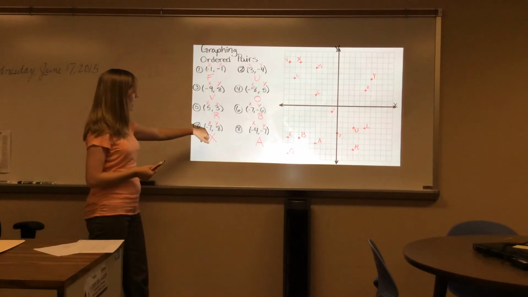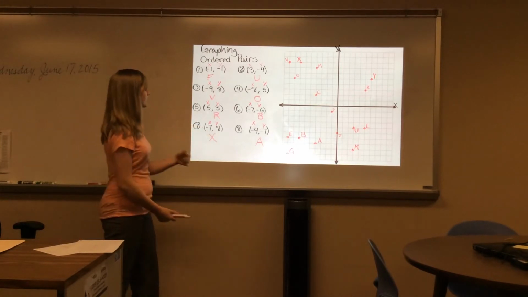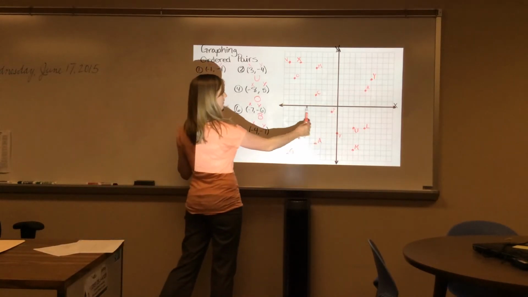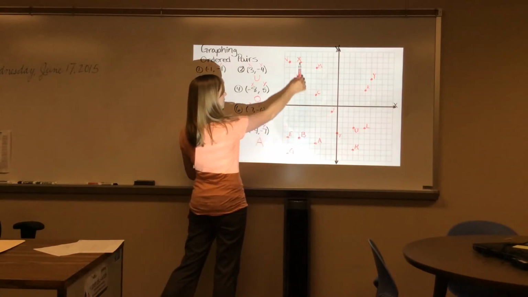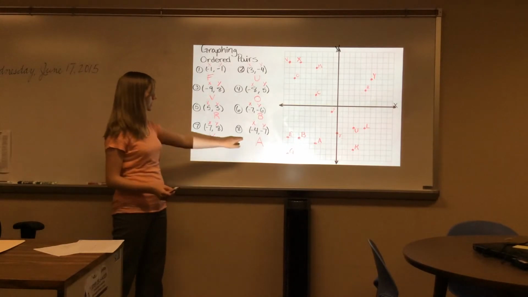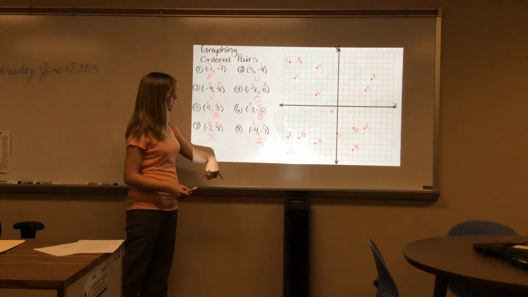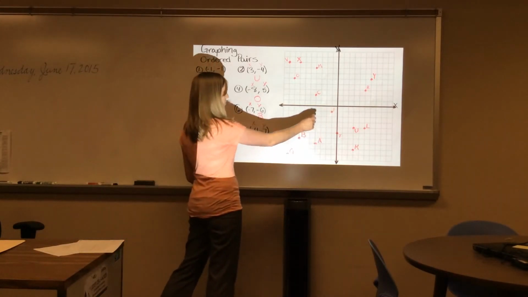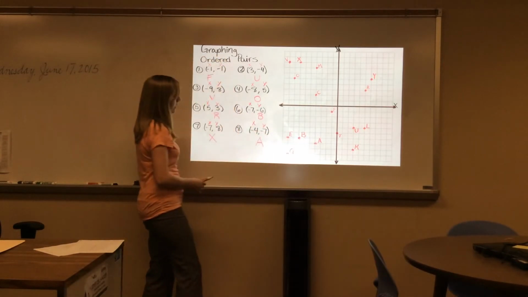Number 7, x is negative, y is positive, so x being negative means left 7, y is positive, up 8. You should get point X as your answer. And lastly, number 8, negative 4, negative 7, that means to the left 4, then down 7. Point A is your answer.